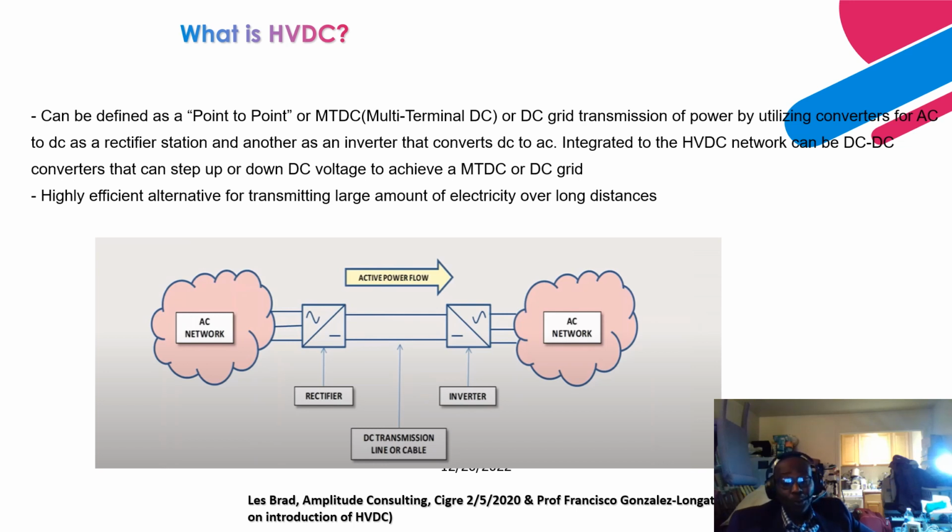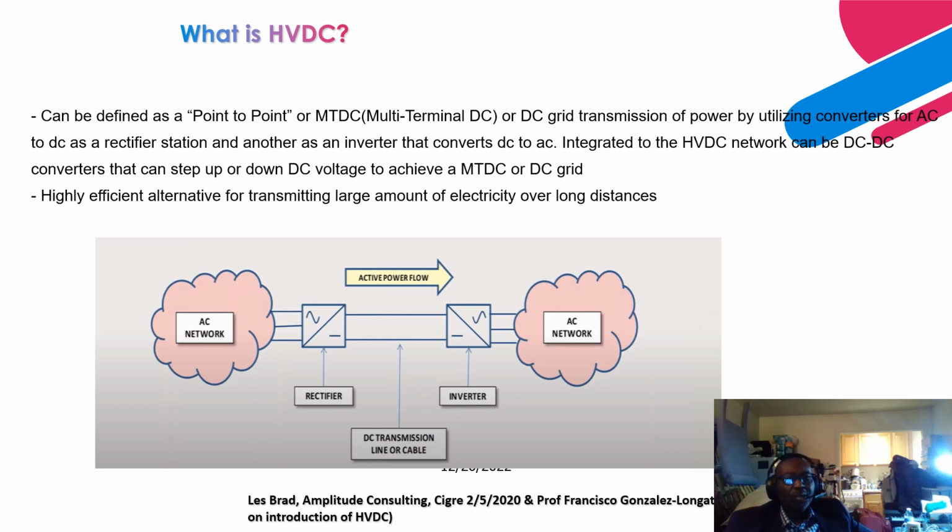That is the goal, to achieve the super grid, and basically that will integrate transmission between many continents. It utilizes converters: we have the rectifier that rectifies the AC voltage to DC, and the DC is transmitted to the inverter, and the inverter converts the DC power to its AC equivalent.